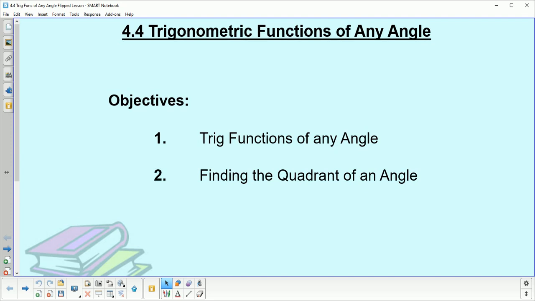4.4 is going to be about trig functions of any angle, and essentially what that means is we are changing our radius from 1, which is what we've had in the unit circle, so now our radius is not going to be 1, which changes our trig functions a little bit. And then we'll talk about how to find the quadrant of an angle, and we'll use that to answer problems where we're not given both an x and a y.